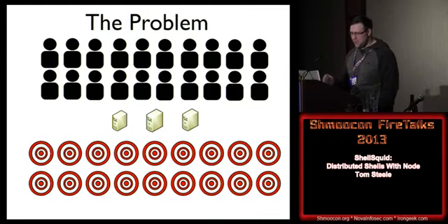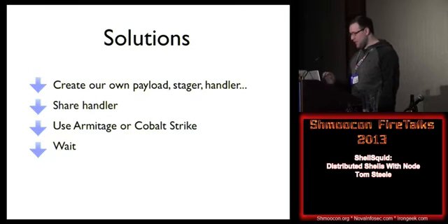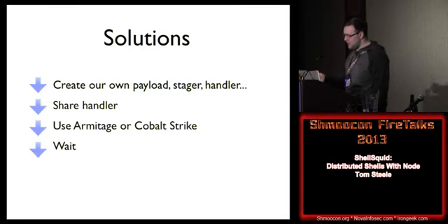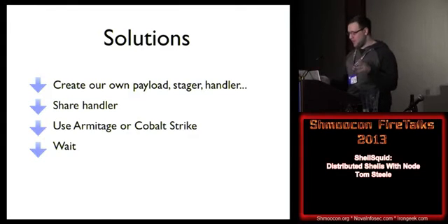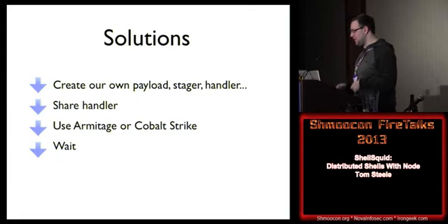Anyway, so we all want to use our own handler, and we all want to use 443. Some of the solutions we came up with and talked about: using our own payload, stager, handler, all that, and being able to share it. So we're kind of toying with developing our own things. We wouldn't have to share handlers or try other things.